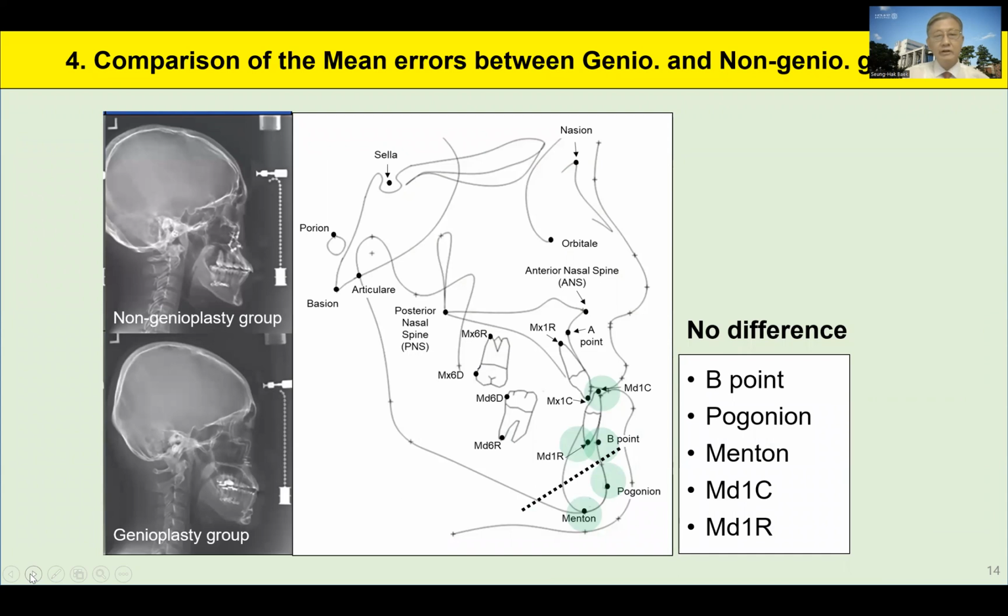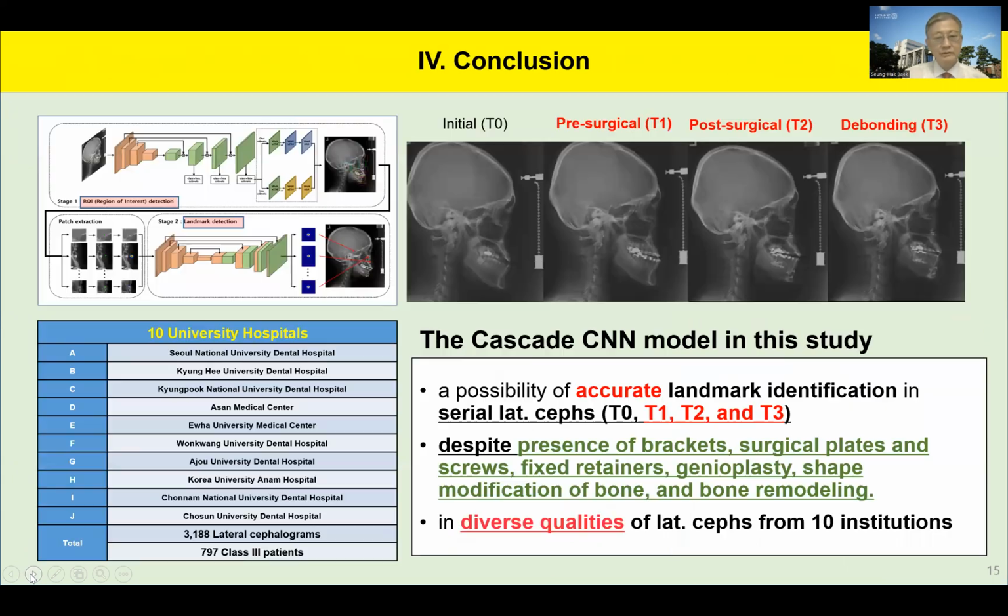When comparing the mean error value between genioplasty and non-genioplasty groups, there was no difference in the mean error values of B point, Pogonion, Menton, and the mandibular central incisor crown and root.